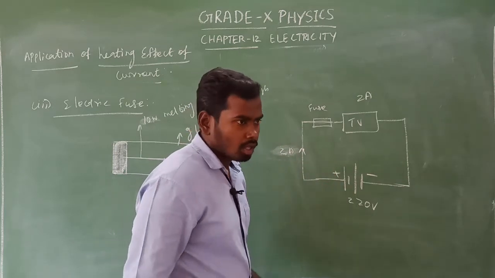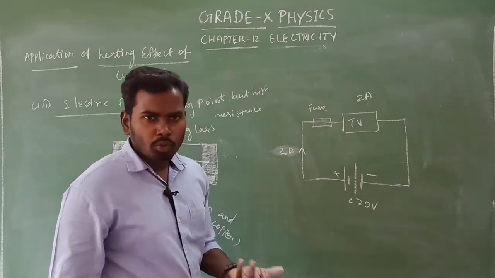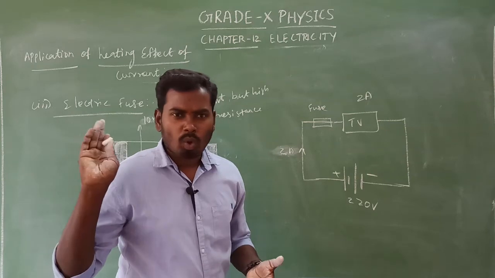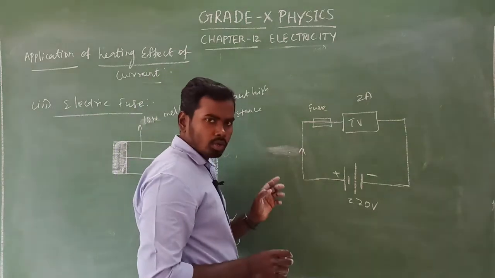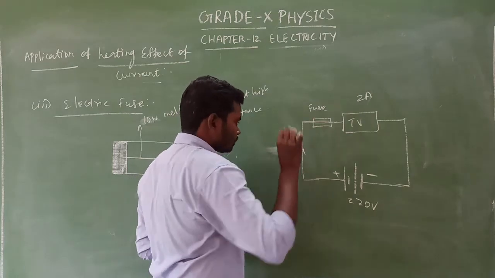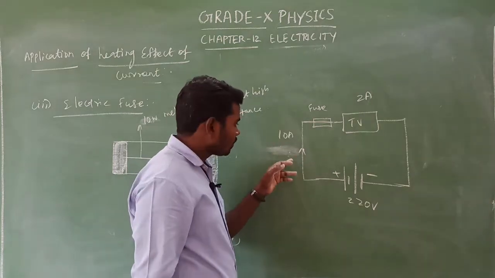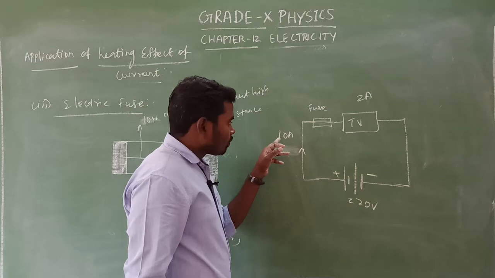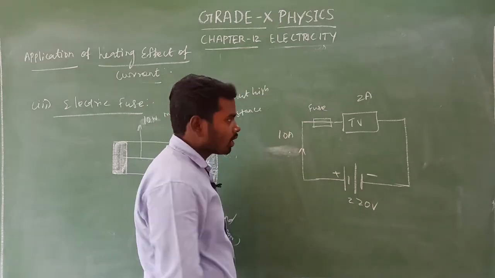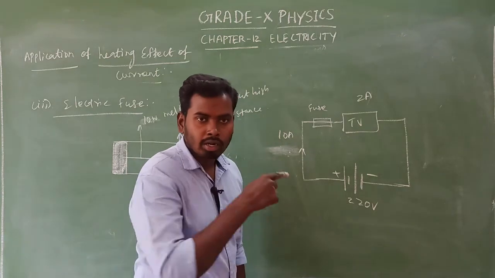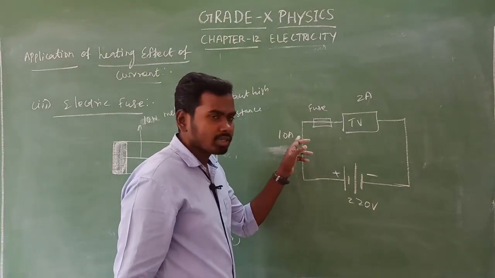Due to some reason, it may be a climate condition, whatever it is, due to some condition, a high amount of current is flowing in the circuit. From 2 ampere, the current is changed into 10 ampere. High ampere current is flowing here, but the TV requires 2 ampere current. Now what happens, sir?